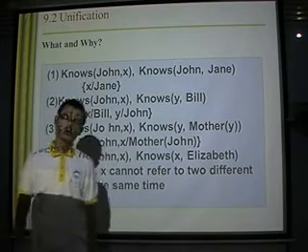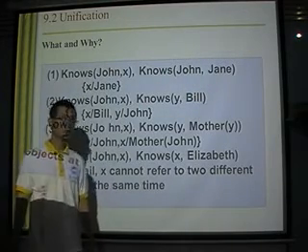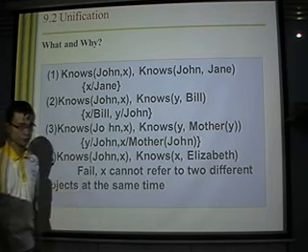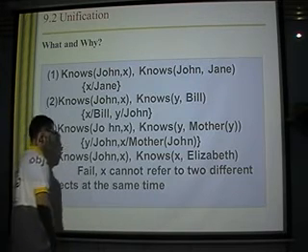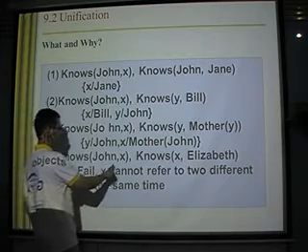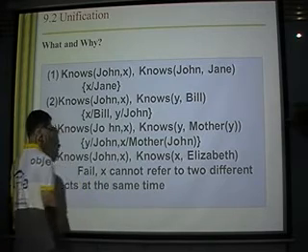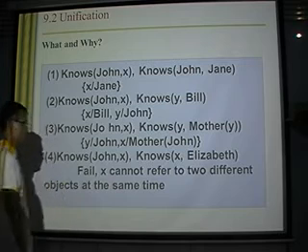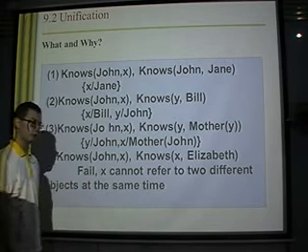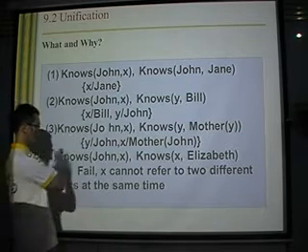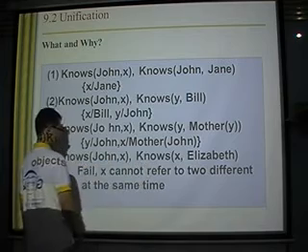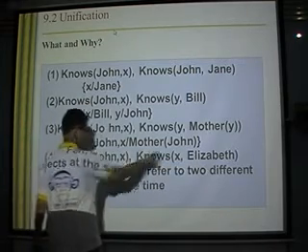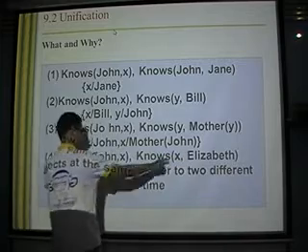Here are 4 examples of unifications. The first 3 examples are easy to understand, but I would like to talk about the 4th example. You can see here the unification process fails because the variable x cannot take 2 different constant symbols at the same time. But the problem is actually they can be unified. If we apply Elizabeth to here and John to here, they look identical.